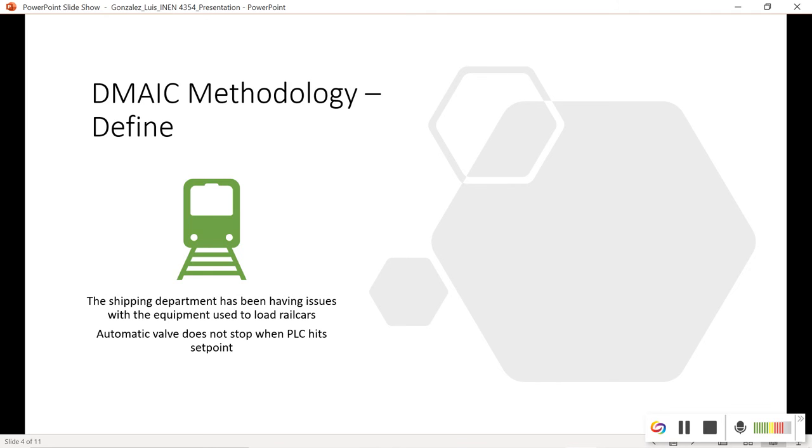Define is the first step of the DMAIC methodology. While I was doing observations during a walkthrough at my job, I noticed that the material handling team was having issues with one of their loading valves. The proper way to complete a transfer is by inputting a set point on the meter, so the automatic valve stops automatically once it hits its desired set point. During this observation, that was not the case. The valve was not closing when the set point was reached. This in turn causes delays because the rail cars are being filled under the max capacity, allowing for missed opportunity.